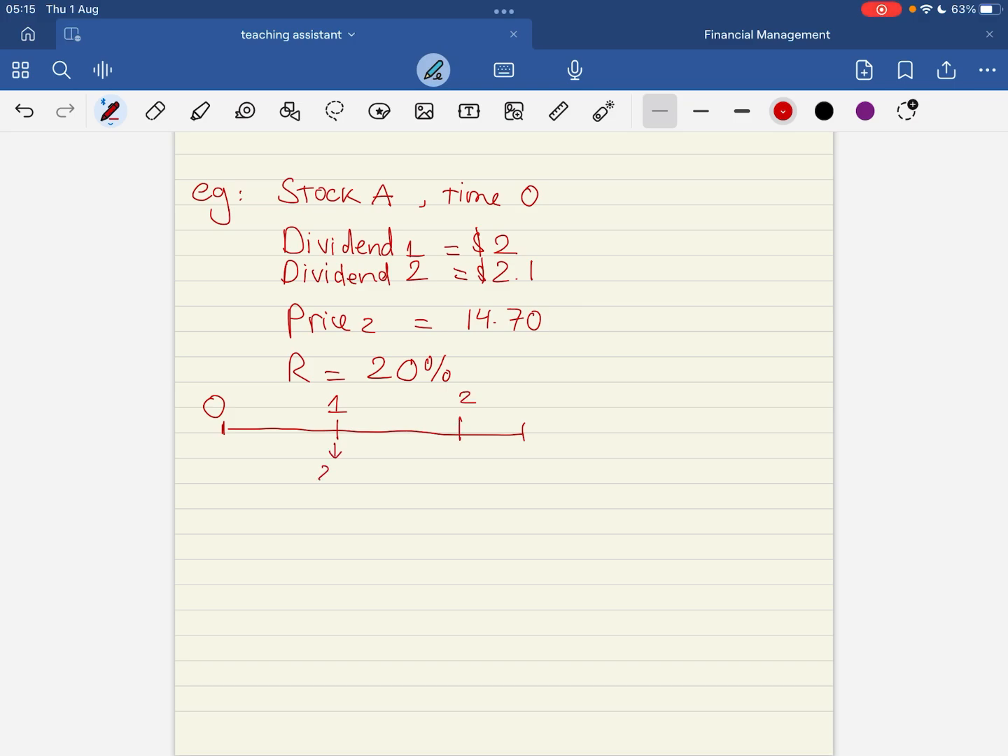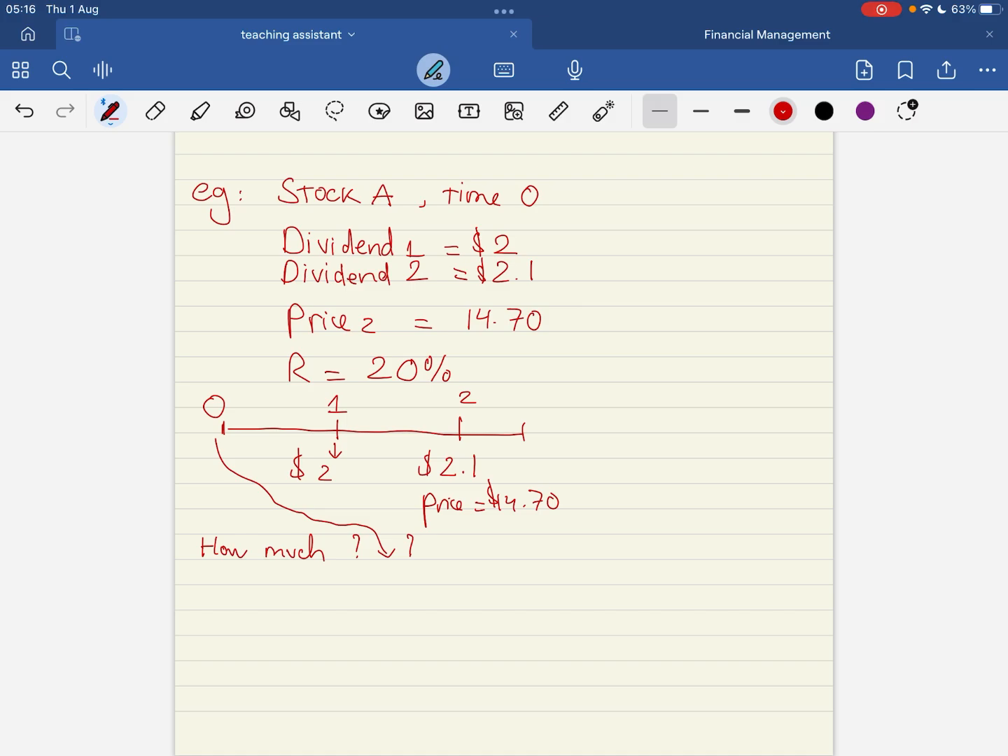In the first year, it pays you $2. And in the second year, the stock pays $2.1. Also, at year 2, the price of the stock is $14.70. So the question is, how much are you willing to spend to buy the stock at year 0, which means the current time?